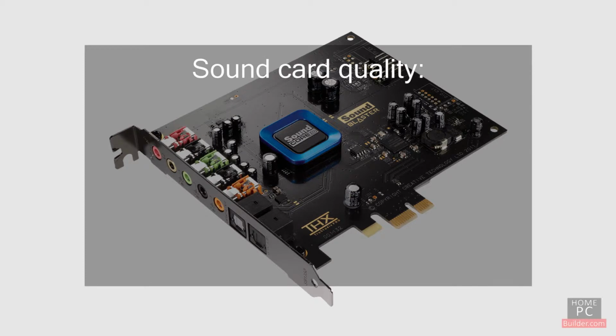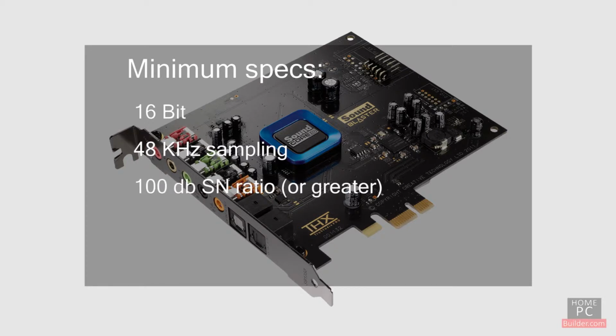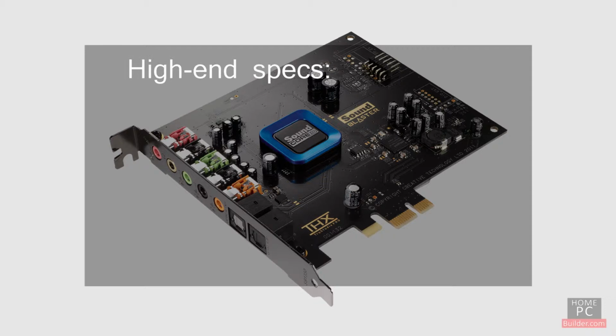The quality of a sound card is based on the clarity of playback and recording of sound. The minimum specs to look for in a sound card are 16-bit, 48 kHz sampling, and a signal-to-noise ratio of 100 dB. This will give you CD-quality playback and recording of sound. Higher-end sound cards offer 24-bit and 96 kHz sampling, which produces greater than CD quality and is considered professional quality sound.